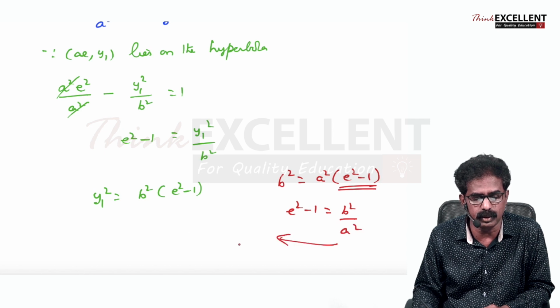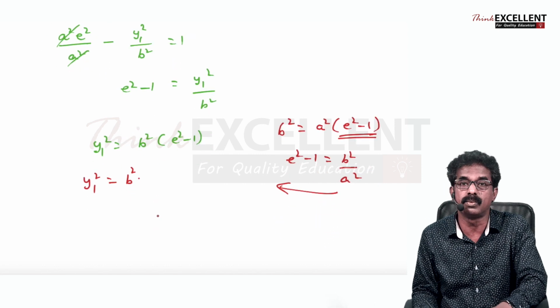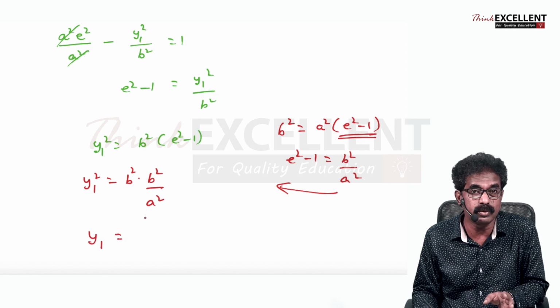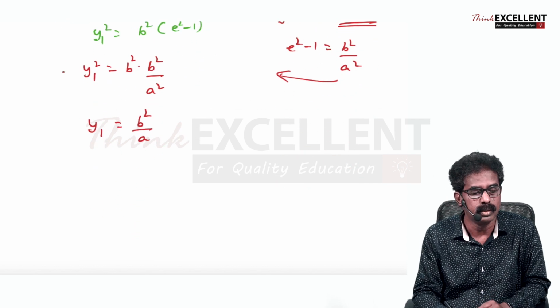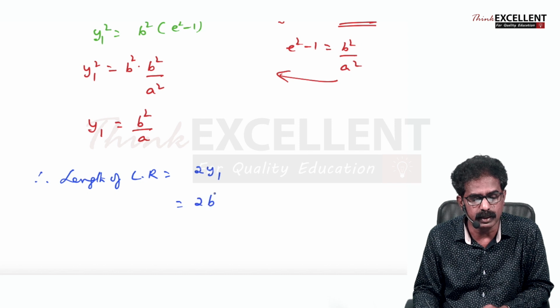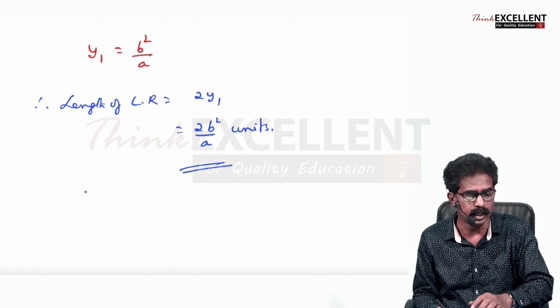So that value substitute here. y1 square is equal to b square into e square minus 1, which can be replaced by b square by a square. Take the square root: y1 equals, when you take the square root, b square 2 times, so write 1 time b square, and the square root of a square is a. This is y1. Therefore the length of the latus rectum is equal to 2y1, that is 2 times b square by a units. The points are the same as in the ellipse, so I don't want to waste time.